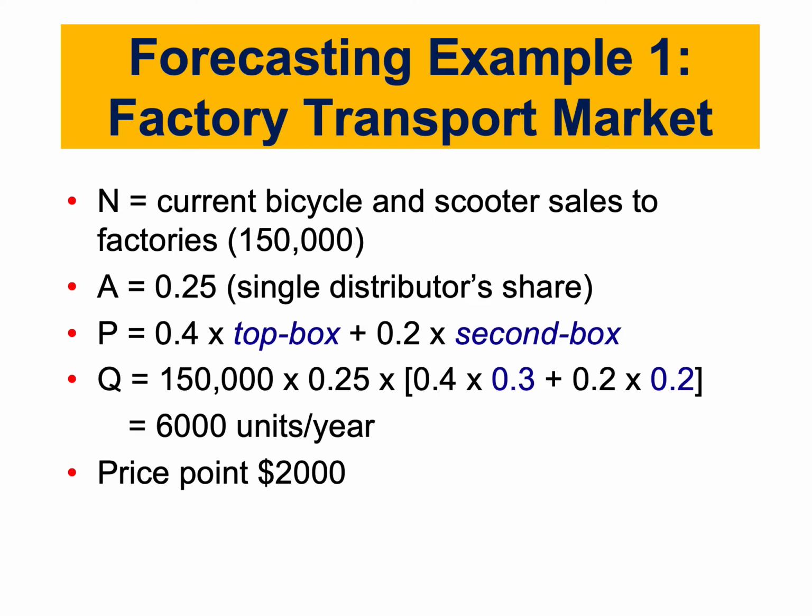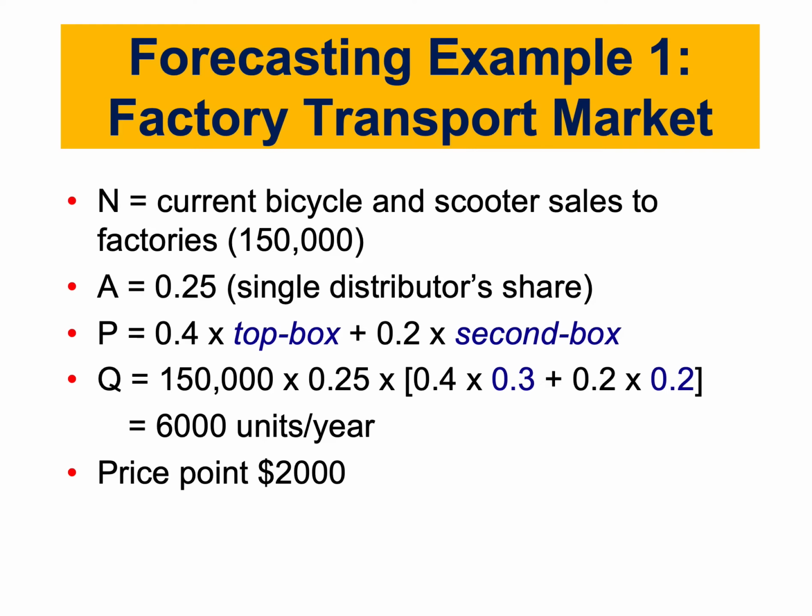We are going to sell electric scooters for factories, for transportation. Q is N multiplied by A multiplied by P. N is, let's say, the current bicycle and scooter sales to factories in the United States. This is a number that already exists and we can obtain it from the literature. So for your project, you can search for anything that is similar to your product or a competitor of your product, see how many units they're selling per year, and you can use that as your N.